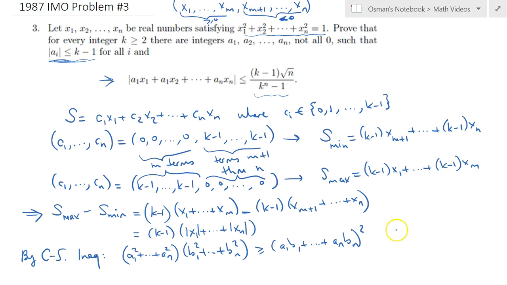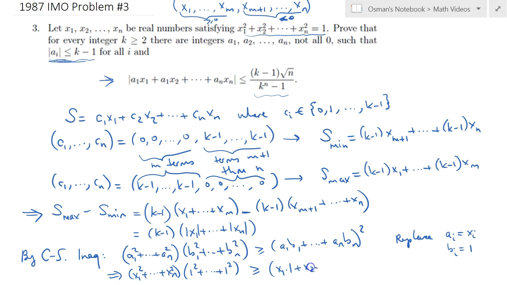Now here let's replace the a sub i's with the x sub i's and the b sub i's with 1's. So what we have in the final case would be something like this: x sub 1 squared plus all the way to x sub n squared, times 1 squared plus all the way to 1 squared. And apparently by Cauchy-Schwarz, this whole thing is greater than or equal to x sub 1 times 1 plus x sub 2 times 1 all the way to x sub n times 1, squared.